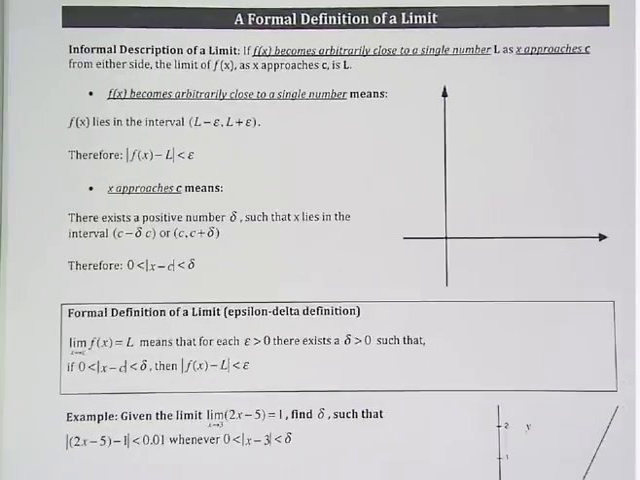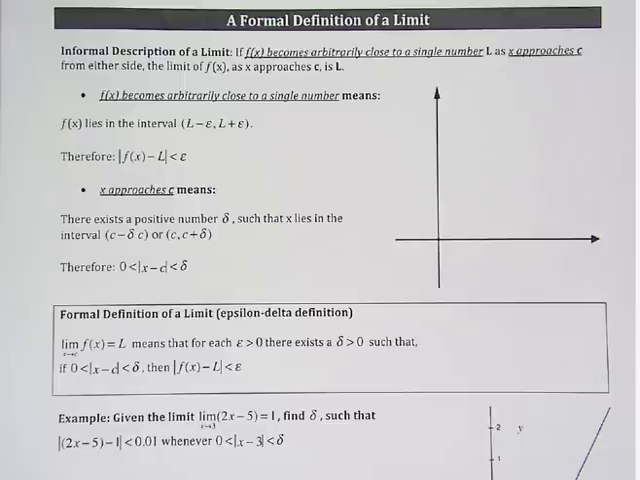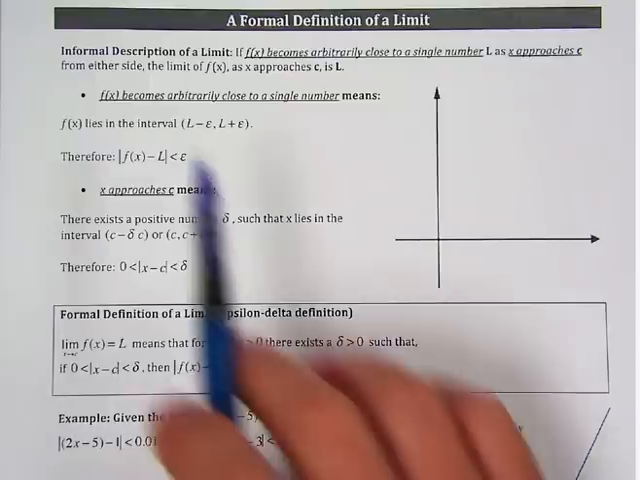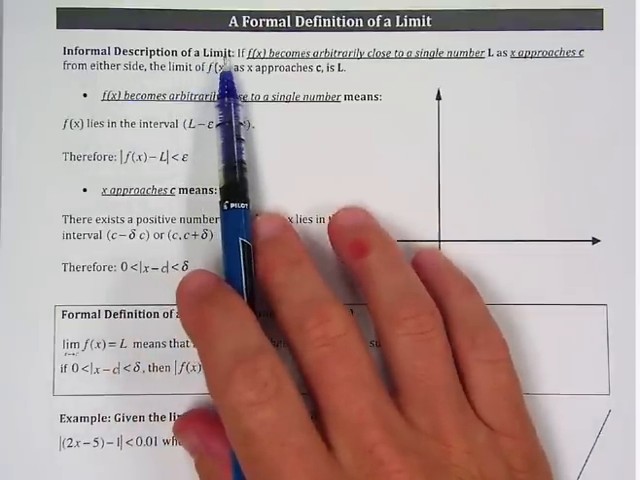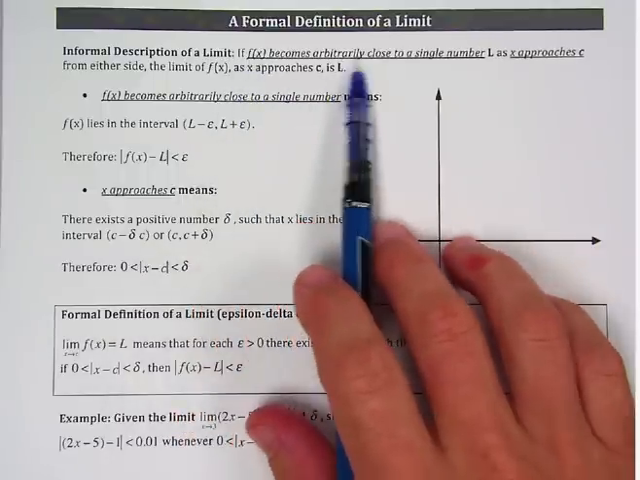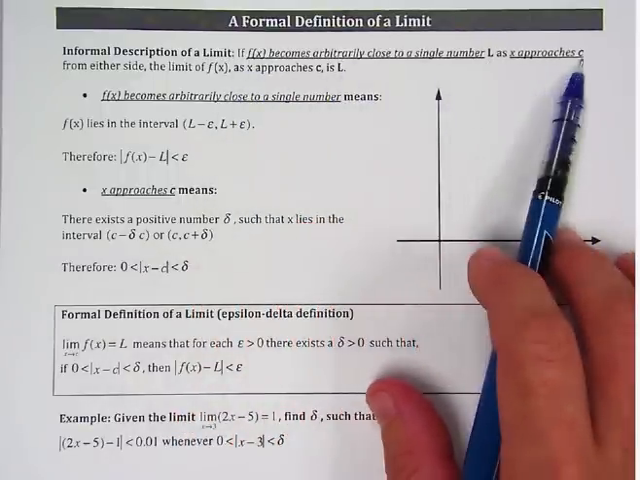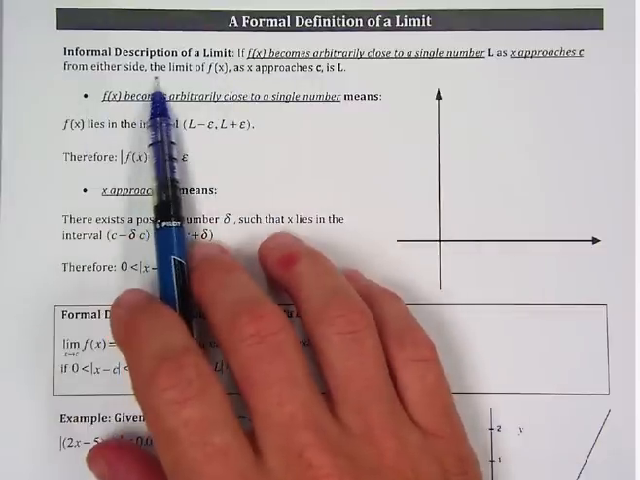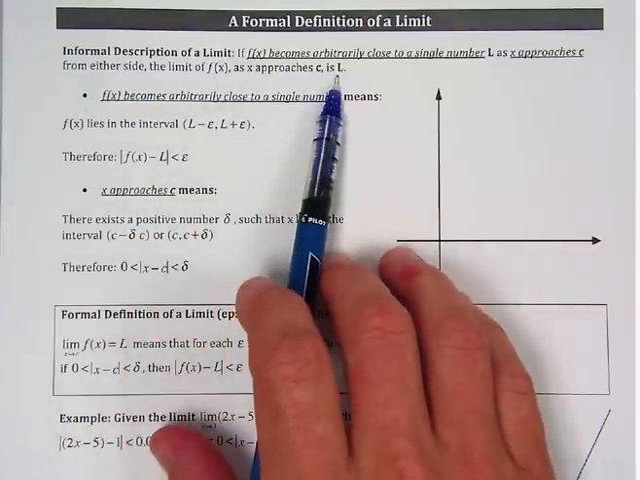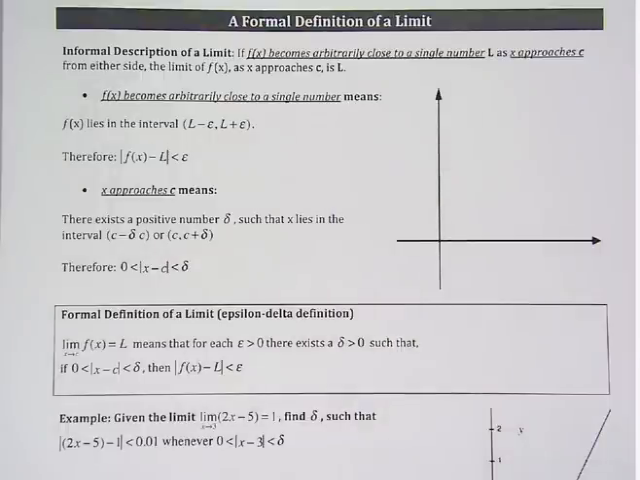Alright, so we've dealt with an informal definition of a limit and seen how we can find it graphically as well as numerically. We've also seen where a limit does not exist. And now we're going to move on to the formal, very mathy definition of a limit. So don't get too freaked out. Hang in there and we'll be all right. So our informal description, which might be mathy enough for you, was if f of x becomes arbitrarily close to a single number L as x approaches c from either side, the limit of f of x as x approaches c is L. So that's exactly what we've been dealing with.